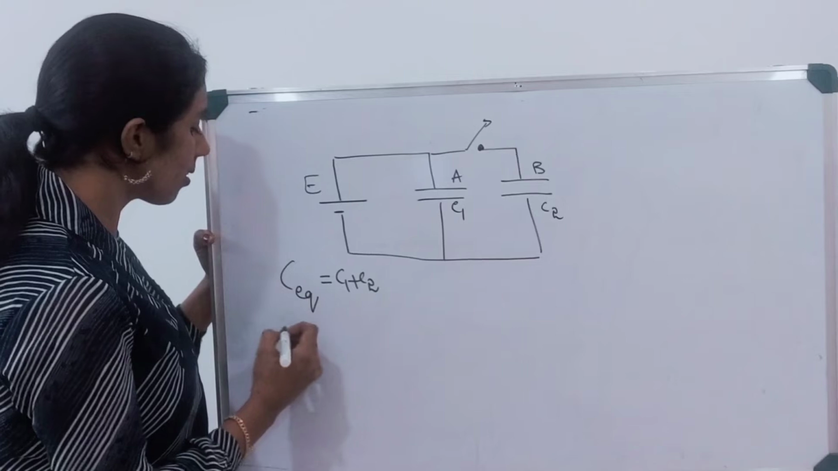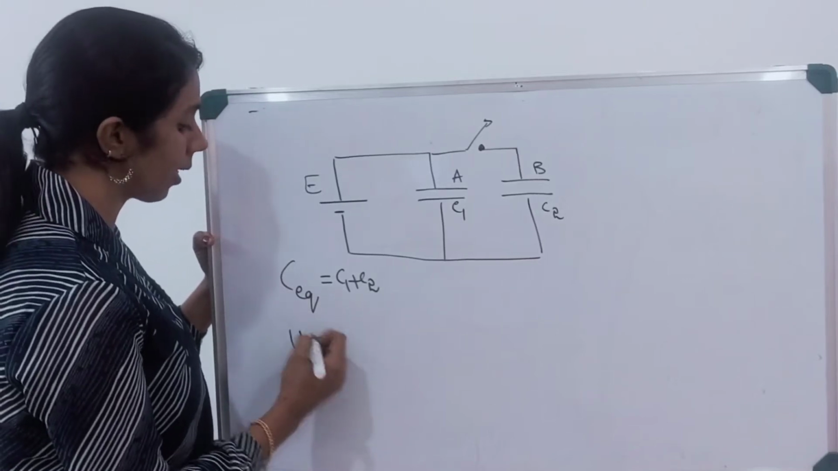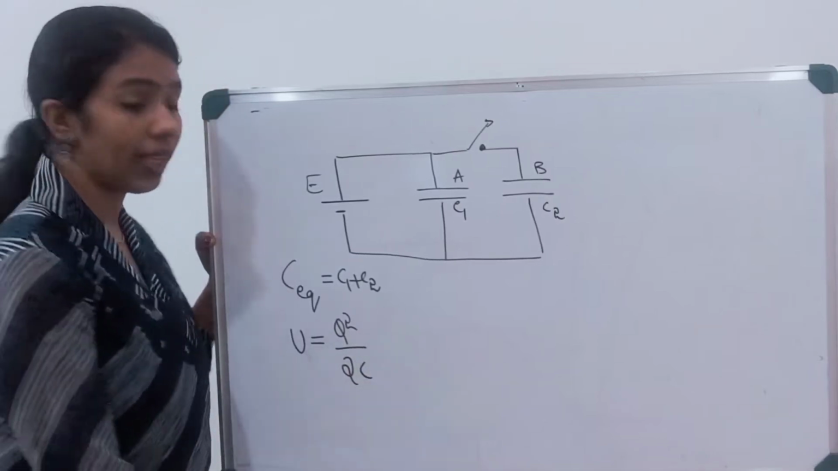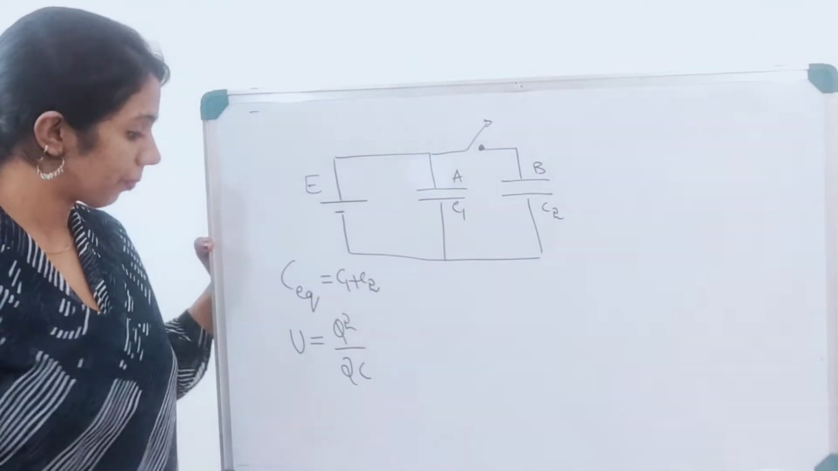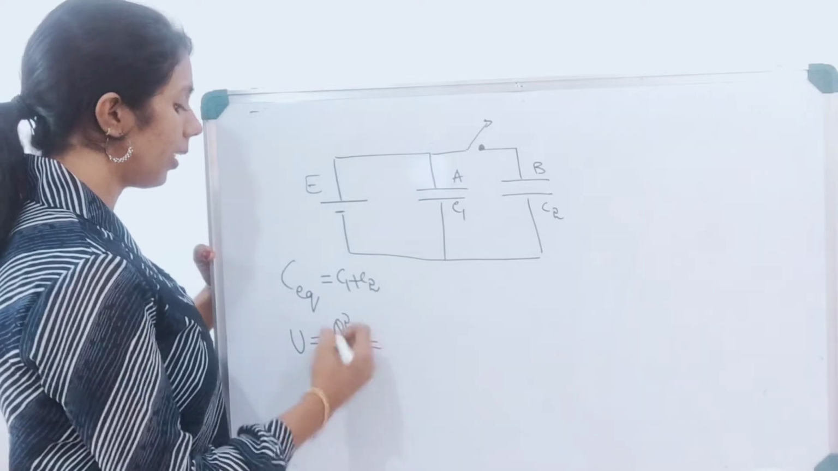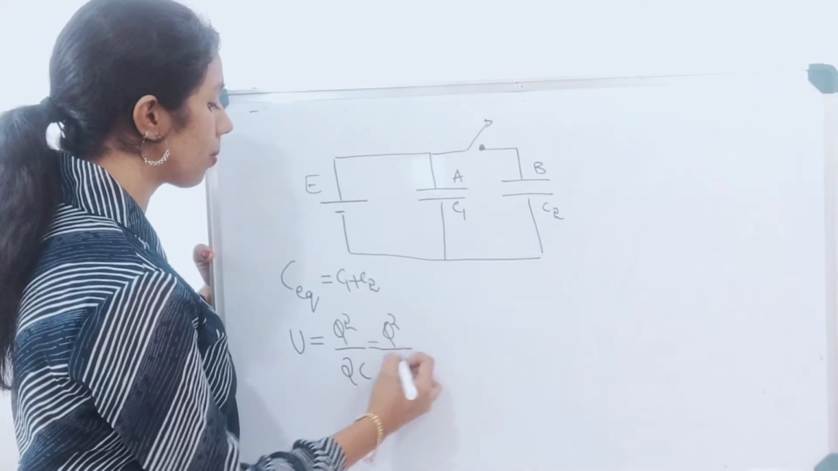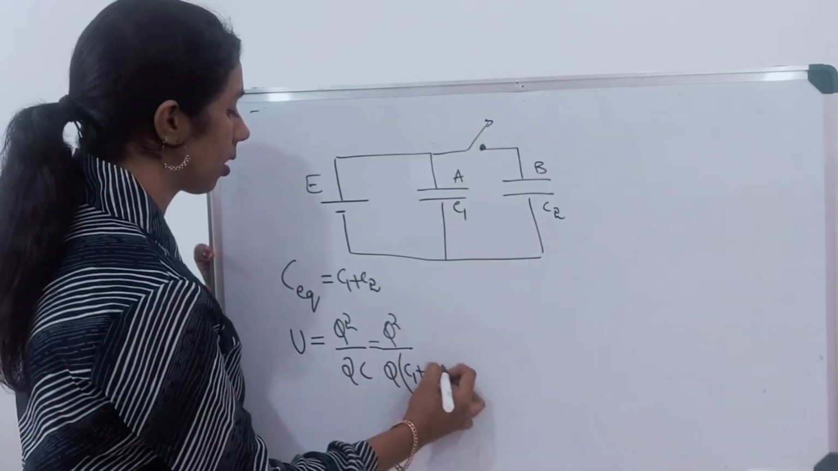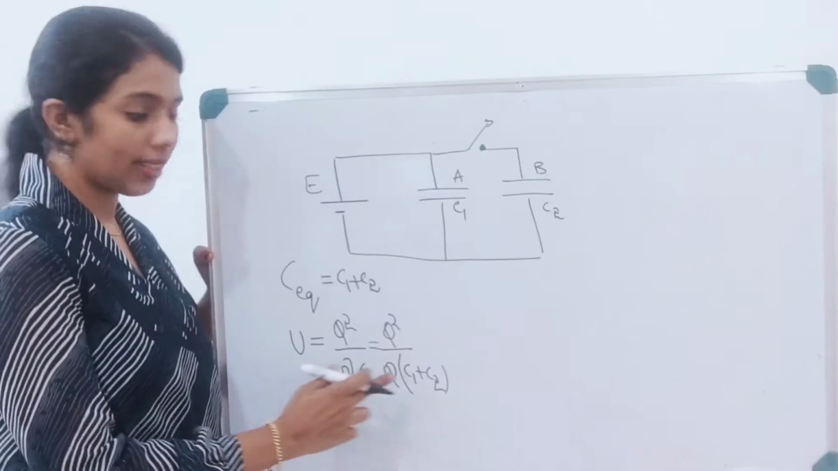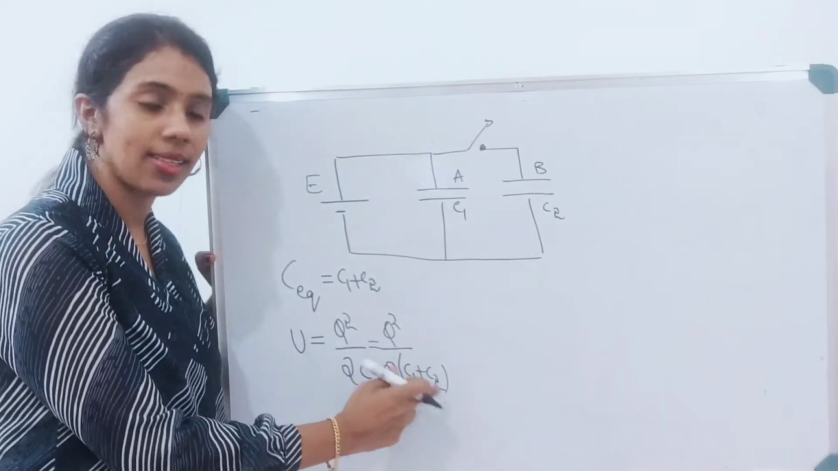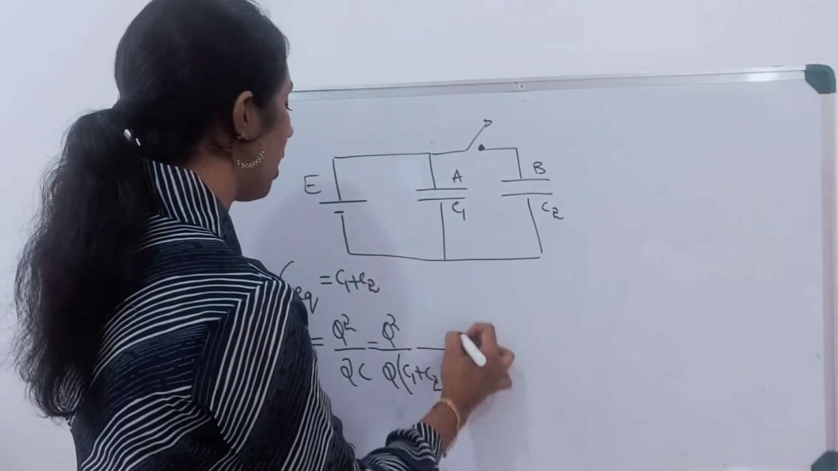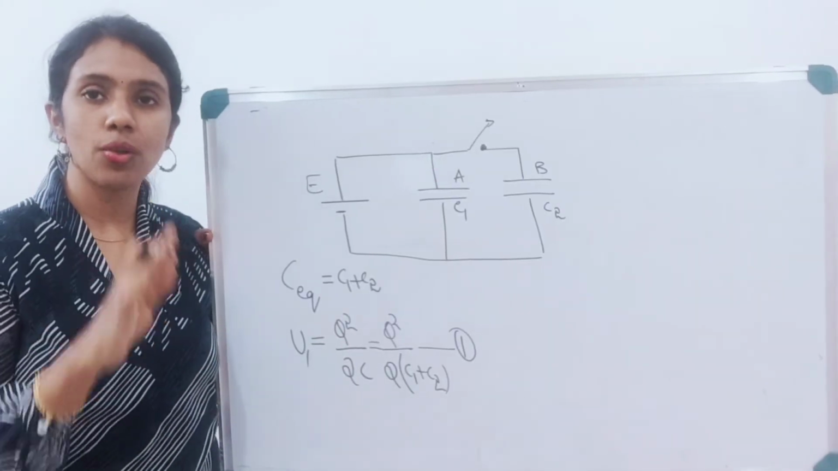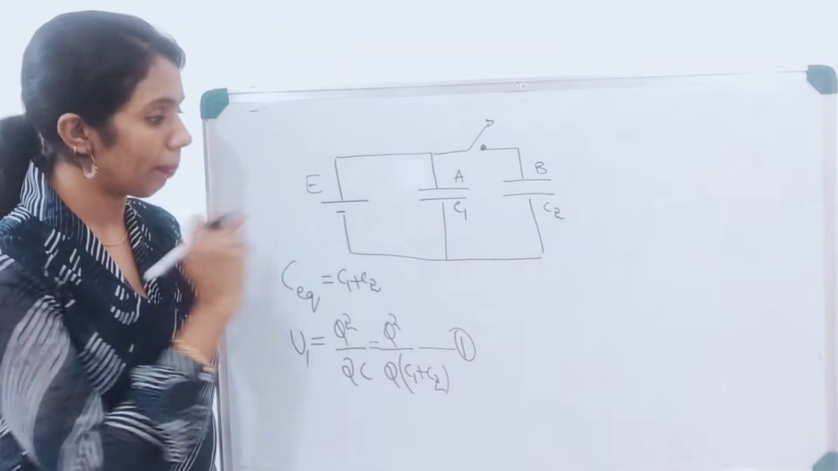So the equation for energy stored in a capacitor is given by Q square by 2C, or we can write it as half CV square. Here I can write this as Q square divided by 2 into C1 plus C2, since instead of C, the equivalent capacitance C1 plus C2 can be substituted. Let this equation be 1. This is the energy when there is no dielectric in between the capacitors.